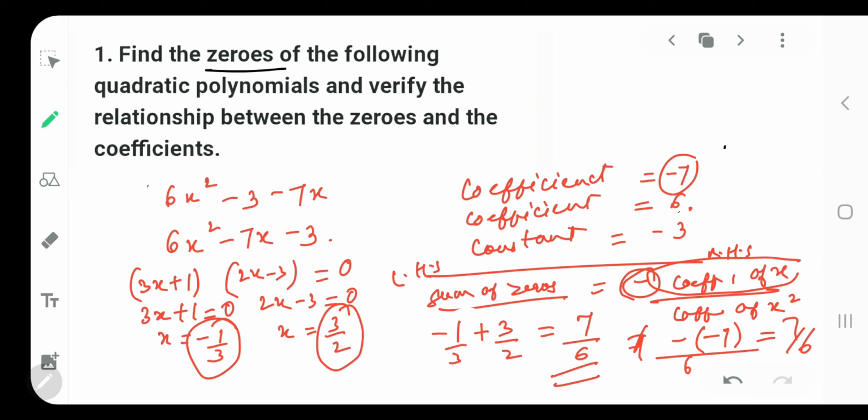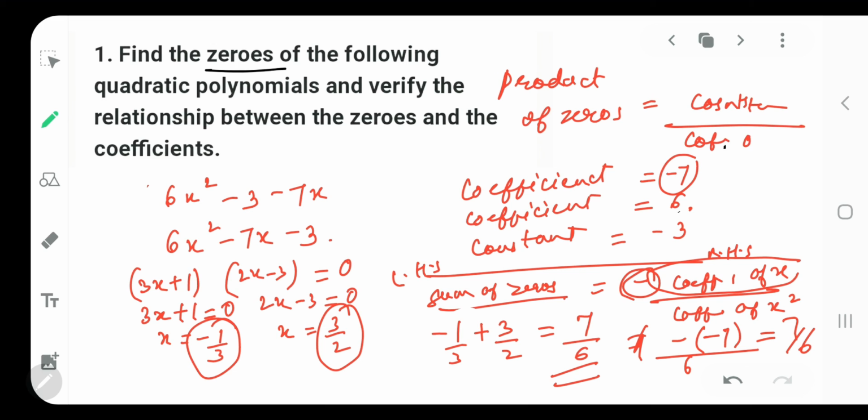Okay. One more time you can verify by taking the product of zeros. Zeros, meaning the values of x that you got, their product will be equal to the constant term upon coefficient of x square. Got my point clear? So you can do that? Yes. Very good.